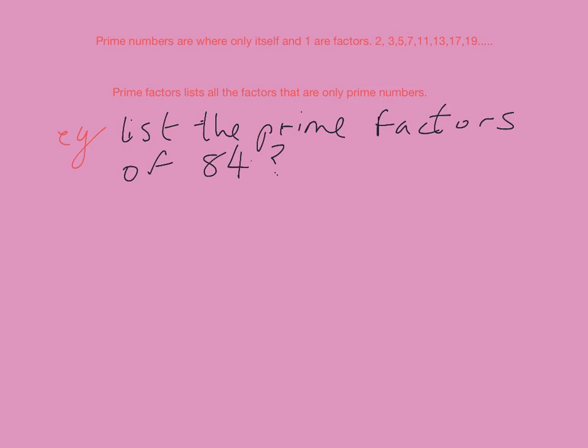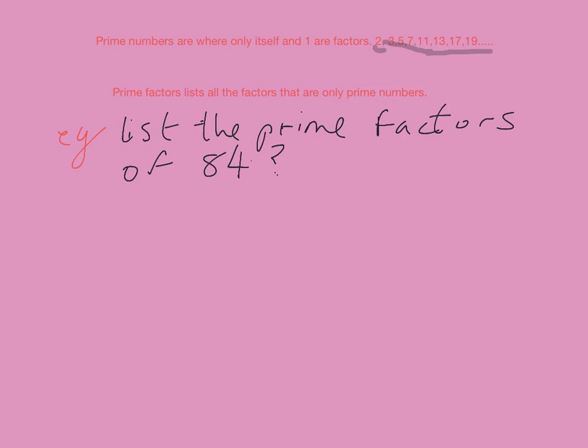So now we're going to start prime numbers. Prime numbers are where the only factors are itself and 1. So for example, 2's only factors are 2 and 1. 3's only factors are 3 and 1. 5's only factors are 5 and 1. 7's only factors are 7 and 1. 11, 11 and 1. 13, 13 and 1.